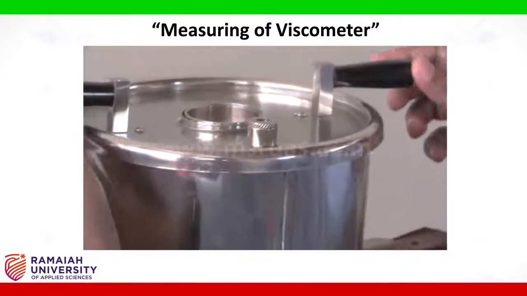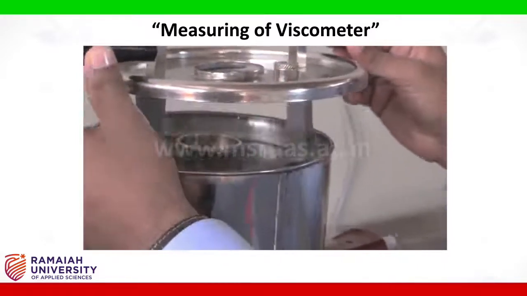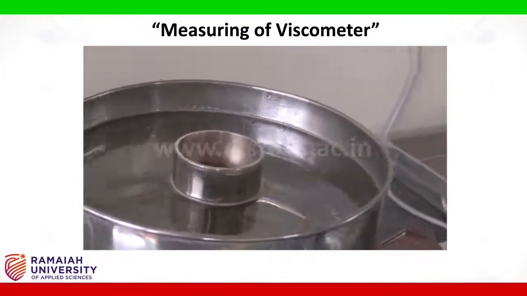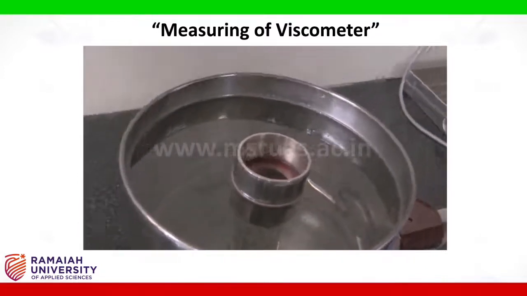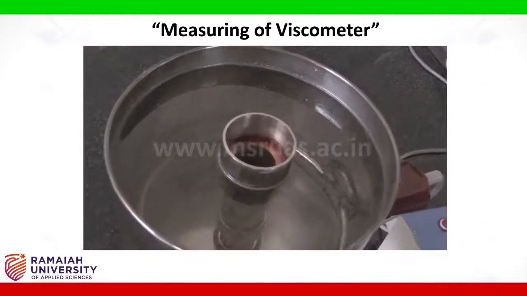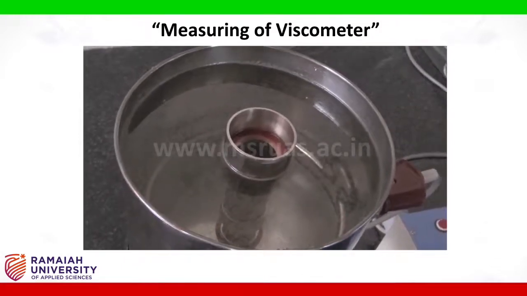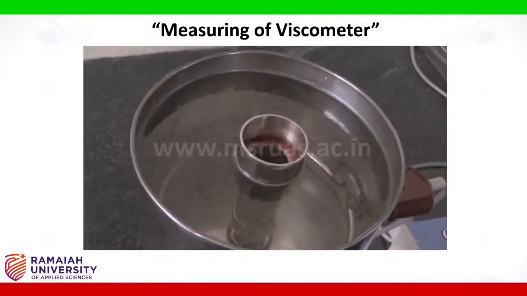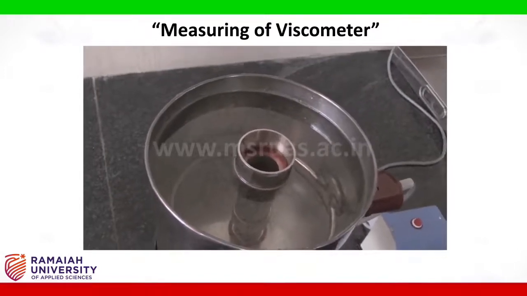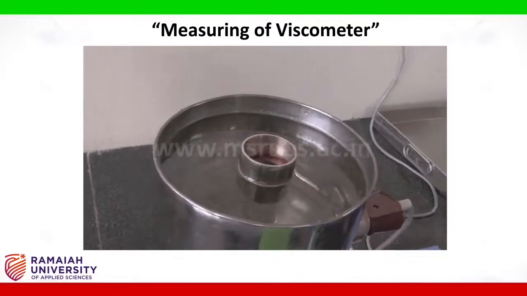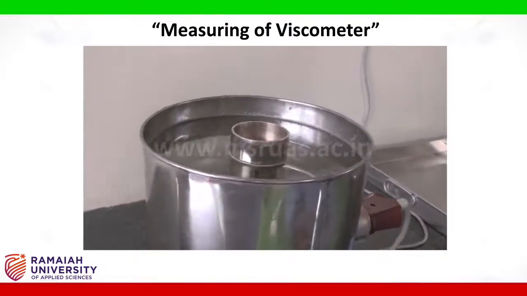On the outside of the oil cup, we have provision to store water, and inside the water there is a heating coil which is used to heat the water, which in turn heats the oil. The water has to be filled up to the brim.